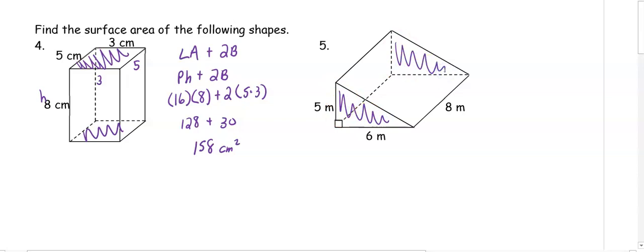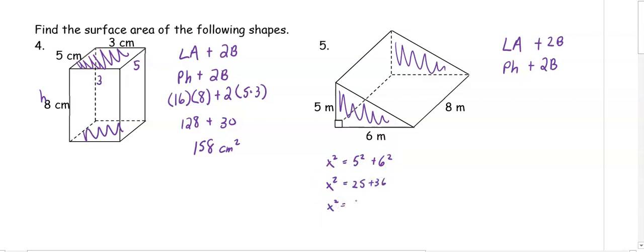To do the lateral area, it's going to be the same as before. It's lateral area plus 2 bases for the total area. So perimeter times height plus the area of 2 bases. Right now for our perimeter, we're missing one side of the triangle, so we need to do Pythagorean theorem. X squared equals 5 squared plus 6 squared. X squared equals 25 plus 36. So x squared equals 61. So x is the square root of 61.